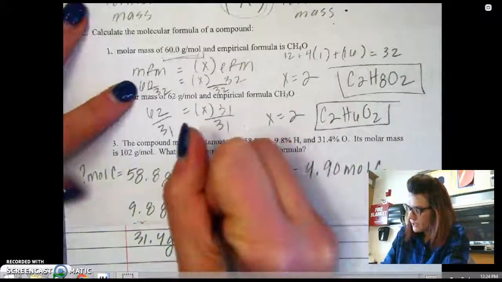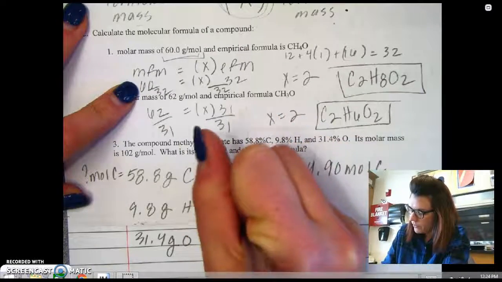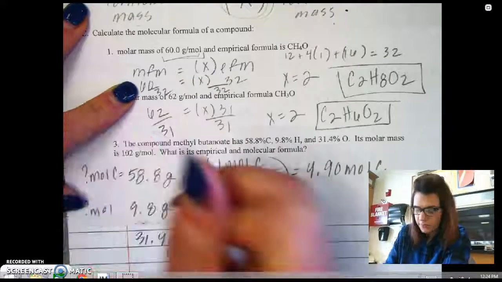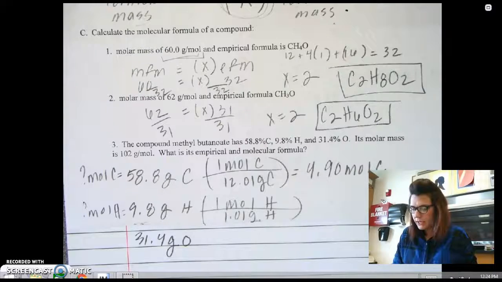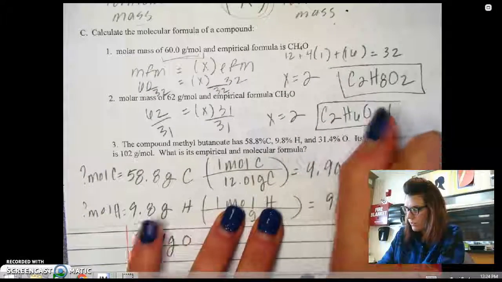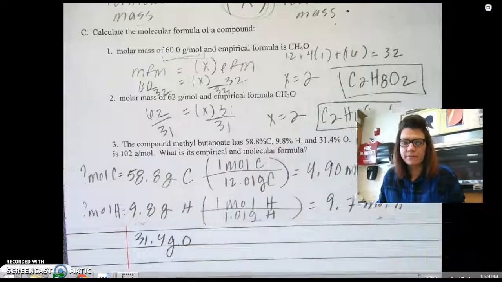I'm going to do the same thing here. For every 1 mole of hydrogen, it weighs 1.01 grams of hydrogen. So question mark moles hydrogen. I'm sorry, I'm moving a little quickly here. So I'm going to say 9.8 divided by 1.01. So this is going to be equal to 9.7 moles of hydrogen.